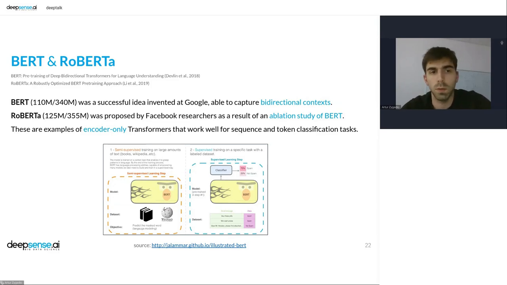After the success of BERT, researchers from Facebook also started wondering what they can do to create an even better model. They did an extensive ablation study of BERT and proposed some, I would say, minor changes to BERT, and this resulted in RoBERTa, another very popular model, this time from Facebook. Both BERT and RoBERTa are encoders, and they work well for sequence and token classification tasks.